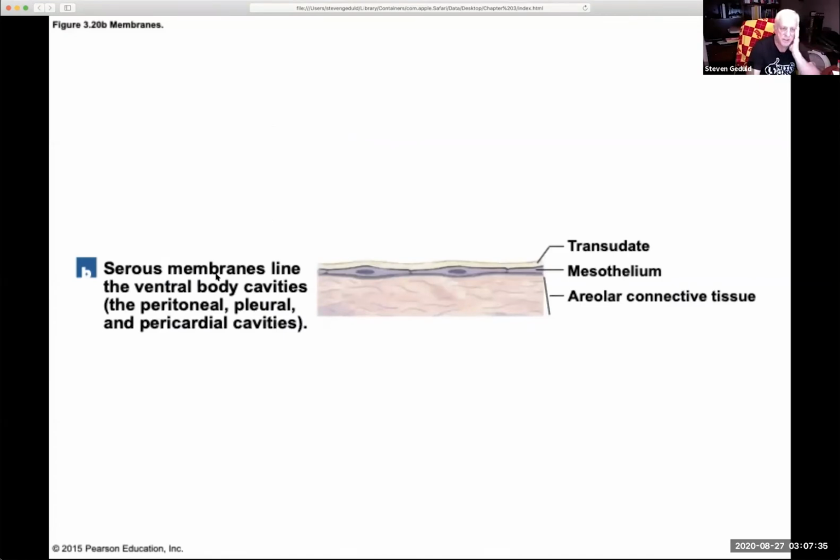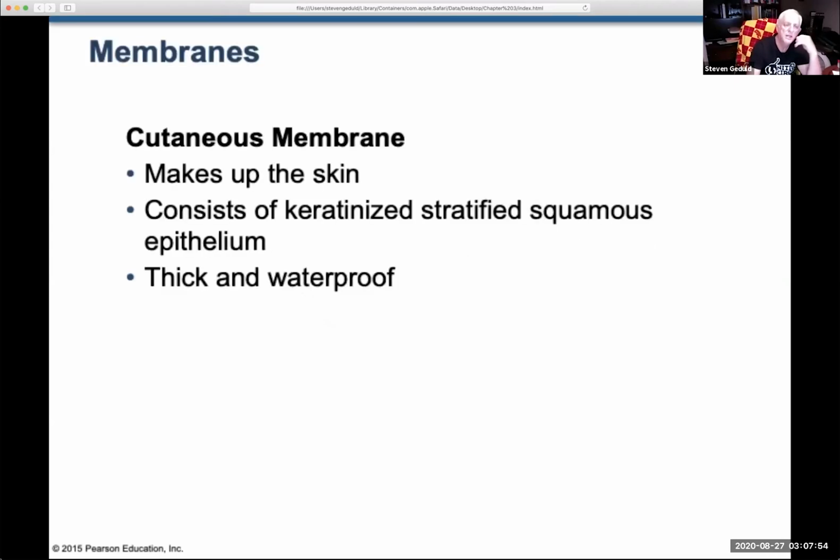So this serous membrane lines your ventral cavities. One layer is peritoneal, one layer is pleural, and this is our connective tissue. And this is the serous exudate being excreted from it.